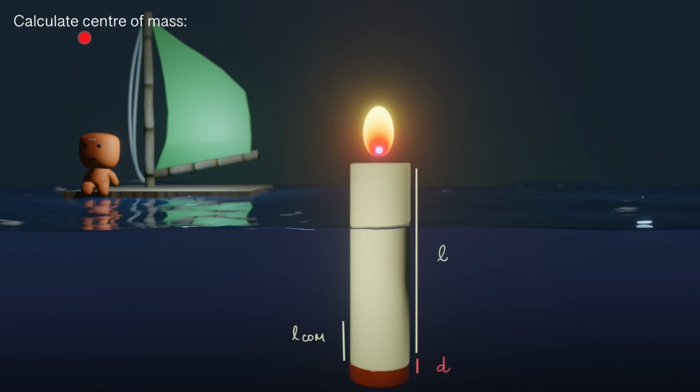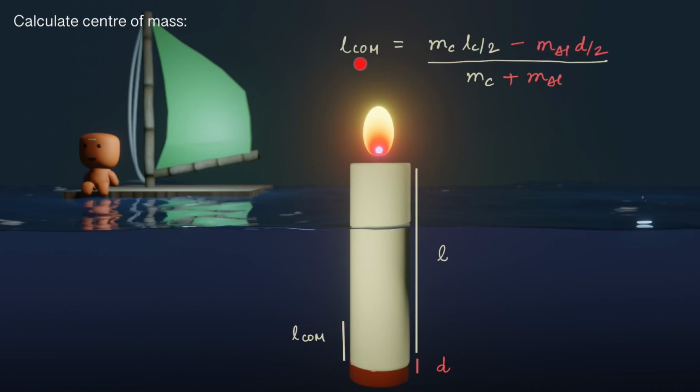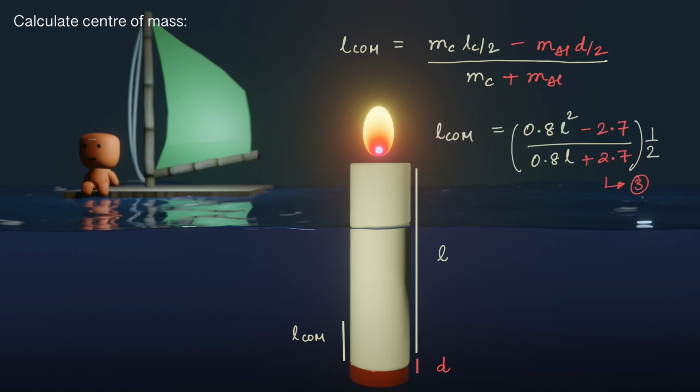Next, we need to calculate the center of mass of the candle from this level. We can find the center of mass using the COM formula, M1R1 plus M2R2 divided by M1 plus M2. If we put in the values we are given here, we get LCOM equals 0.8 L square minus 2.7 divided by 0.8 L plus 2.7.